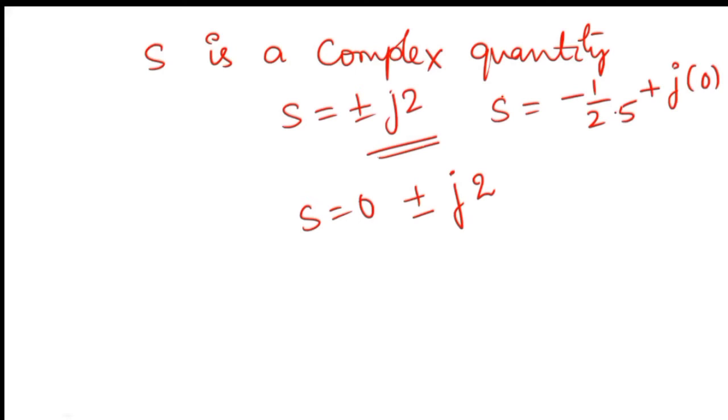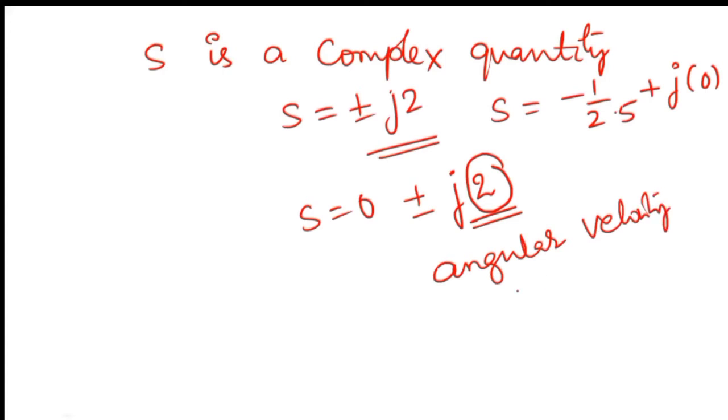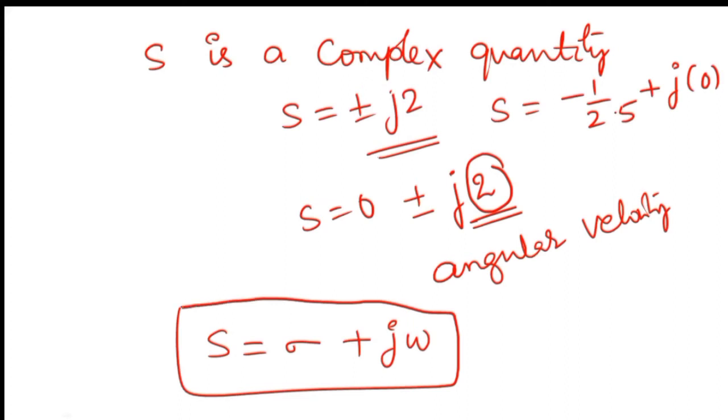Okay, and this complex value is represented in general with sigma plus j omega. It may be sigma plus or minus j omega, where omega is known as the angular velocity. Okay. After that, we define type and order of a system.